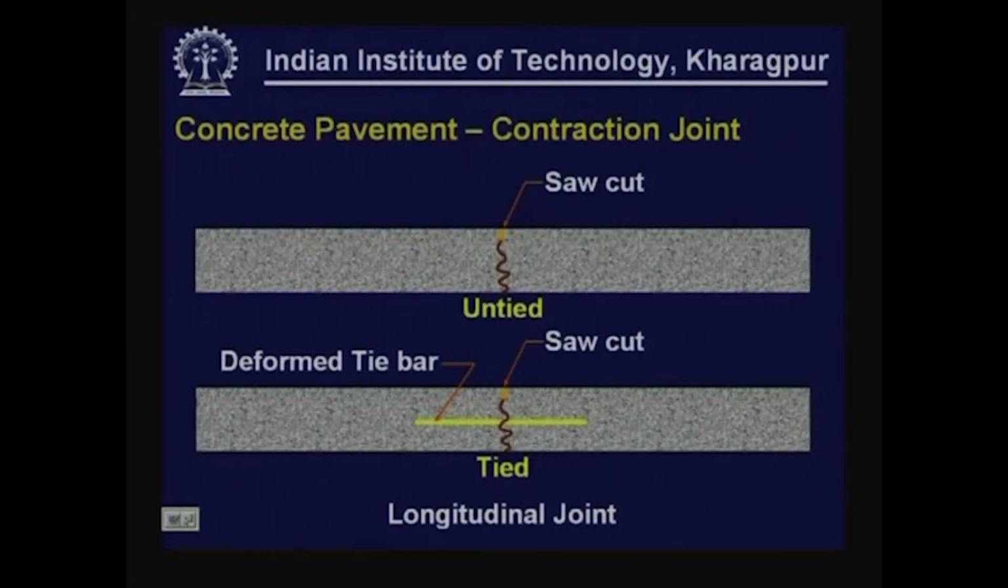There is another type of contraction joint. The one that is shown above was already discussed in the previous slide, which is very similar. It is an untied contraction joint, or an undoweled contraction joint. Basically, there is nothing, only a socket is made, which is followed by development of a crack. It is similar to what we discussed in the previous slide.